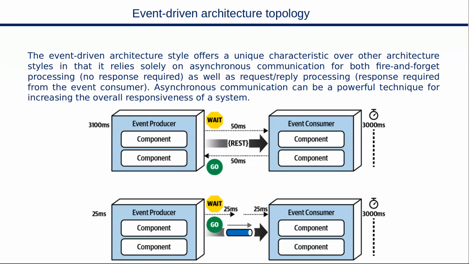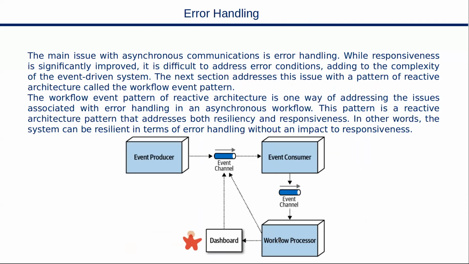What else? Error handling. So yeah, from this perspective, what will happen if during this processing an error happens? Because for this case, this is much easier. If the error happens, then we will notify the user. But when we have the request-response model here, how can we handle these issues? So this question is raised. And the main issue with asynchronous communication is error handling.